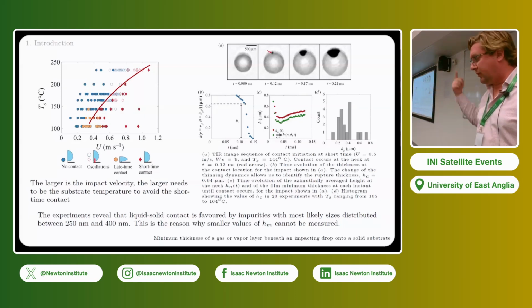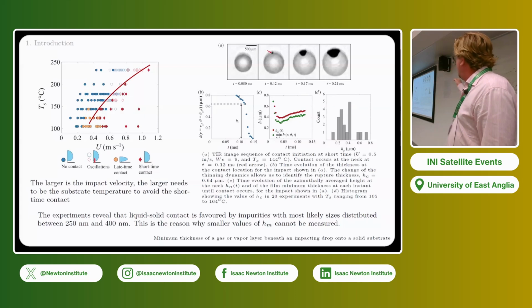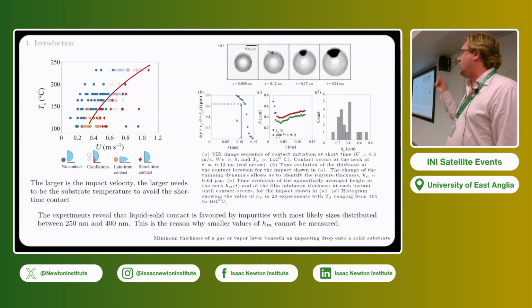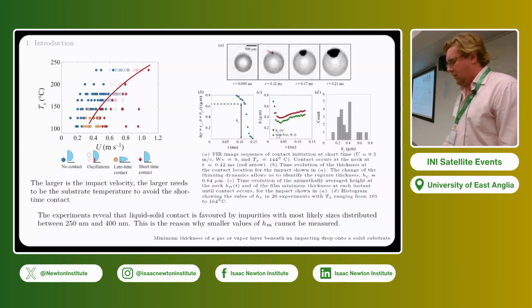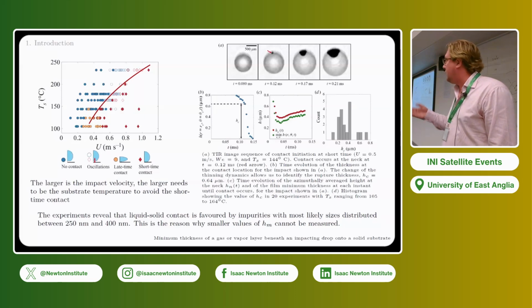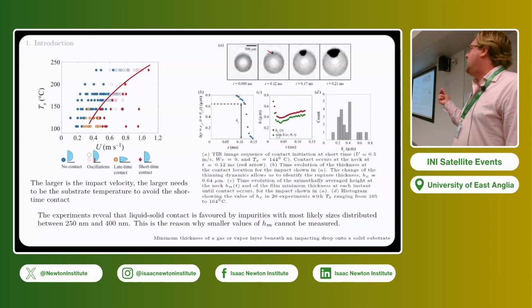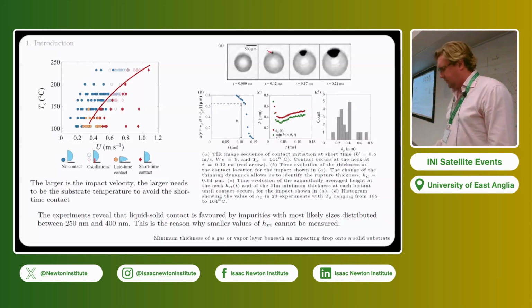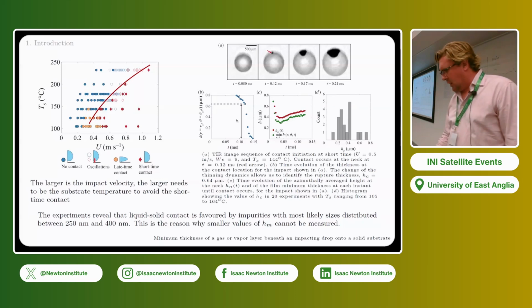They do this experiment 20 times, and observe that the height of this thickness for which we have contact is between 250 nanometers and 400 nanometers. So this is why it's impossible to determine a minimum thickness below this range. Why? Because this is the size of an asperity or impurity in the air or in the solid substrate.